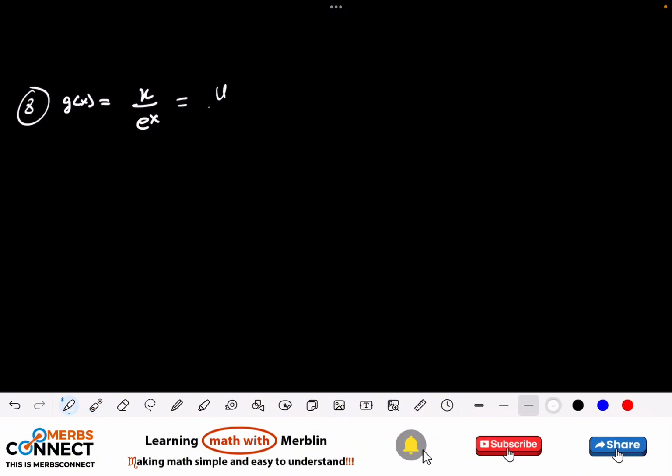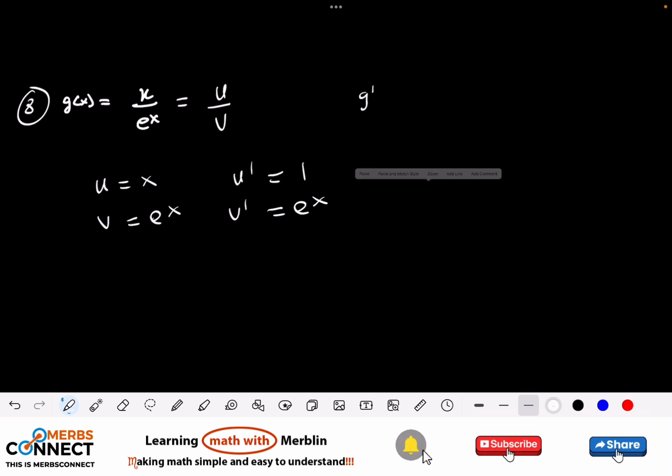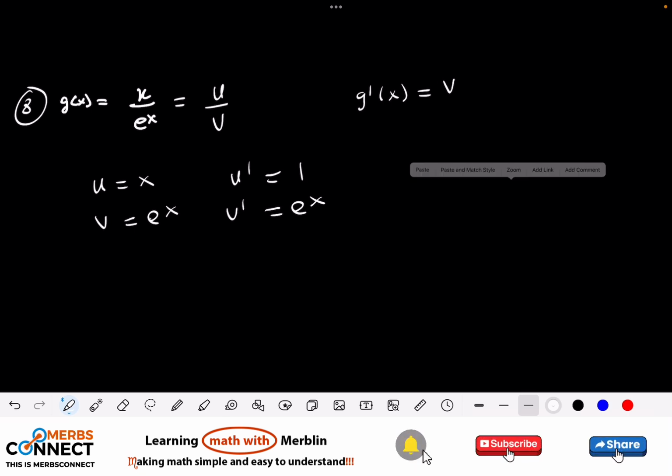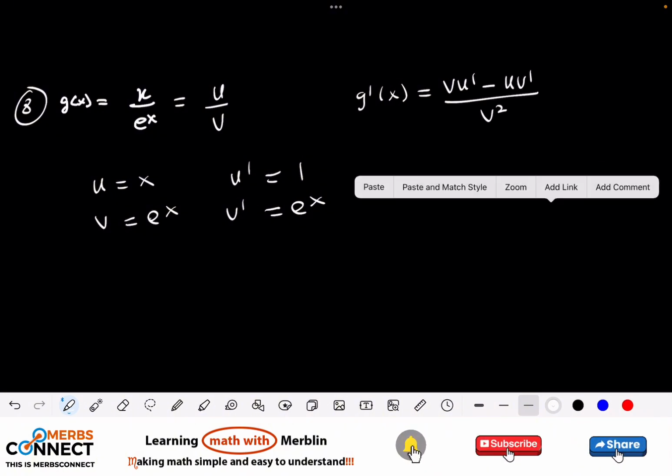So this is the quotient rule, right? So my u is x, my v is equal to e to the power x. When I differentiate x, I get 1. When I differentiate e to the power x, I get that. So what is f prime of x is equal to v u prime minus u v prime divided by v squared.